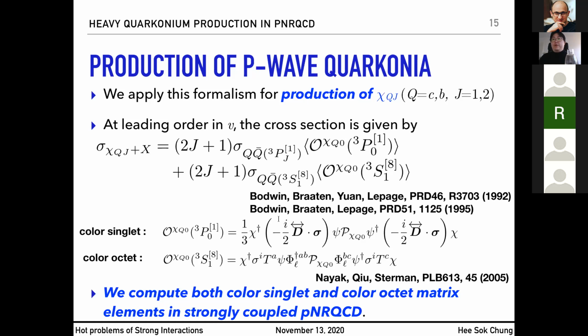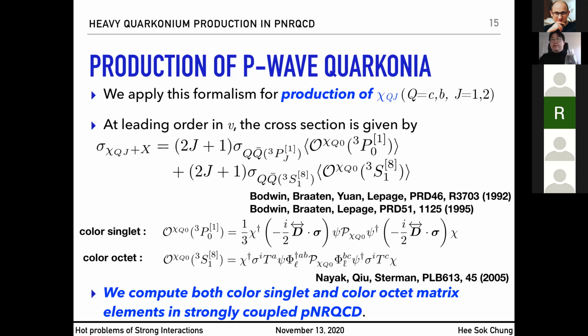The color singlet operator looks like this. There's a covariant derivative in each of the QQ bar operators on each side. And the color octet operator looks like this. There's a color matrix on each side between the quark and anti-quark operators.